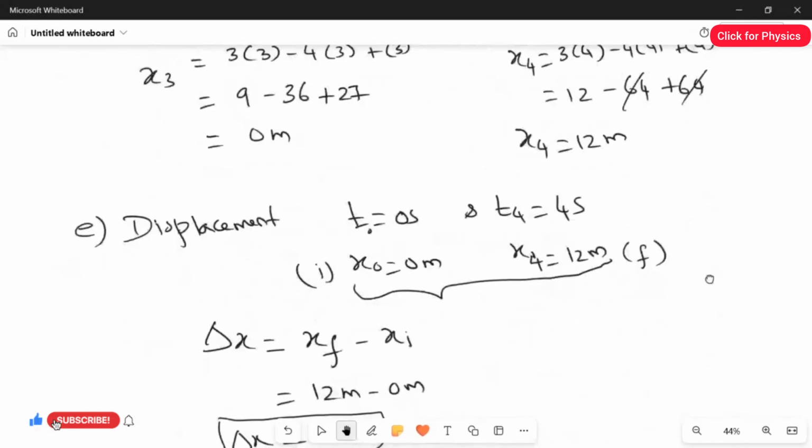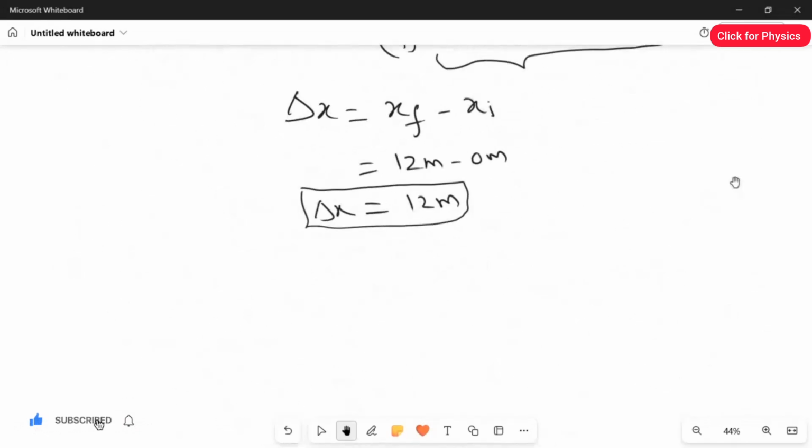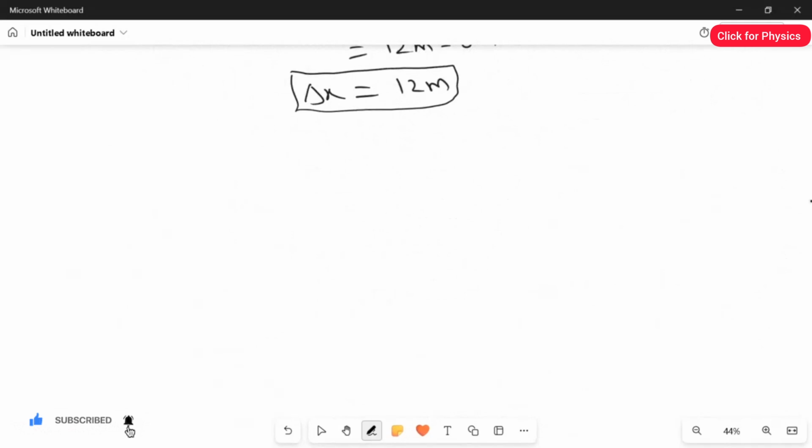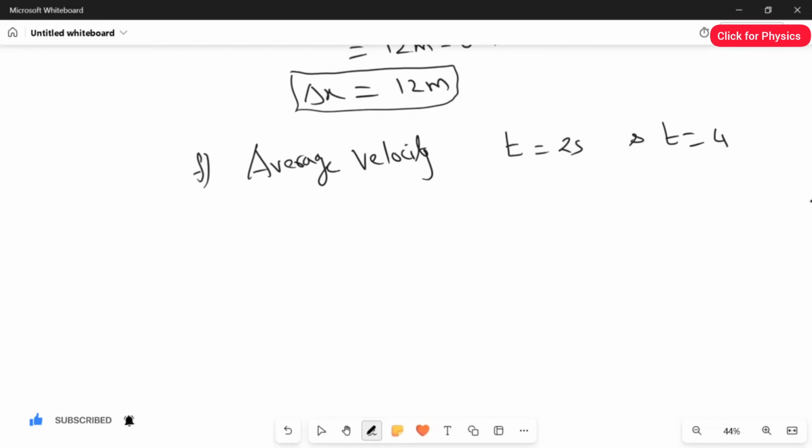Let's rewrite the given first. In F part, we are going to find the average velocity between the time t equal to 2 second and t equal to 4 second. Let's name them: t equal to 2 second is t2, and t equal to 4 second means t4. And what is its respective position? We already found the answer. The value of x2 is minus 2 meter, and the value of x4 here is 12 meter, right? So between these 2 points, we are going to find the average velocity.